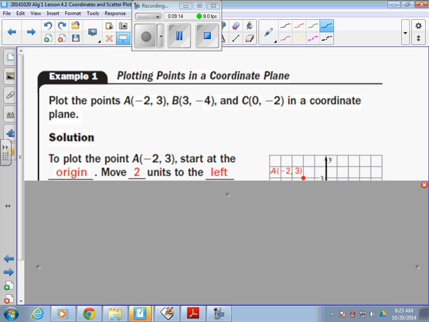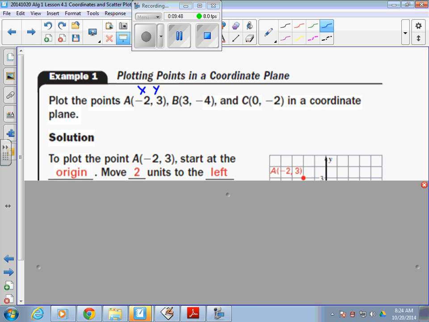Here is example number 1. It says plotting points in a coordinate plane. If for some reason when I make these copies, I didn't do this on purpose, but when I make these copies, it prints out things plotted every now and then. You were supposed to plot these yourself. However, make sure that you're at least paying attention to how they got the plots. It says plot the points A, B, and C. A's value is (-2, 3). B's value is (3, -4). And C is (0, -2). Remember, it's x, comma, y. If you ever forget that, think alphabetically. It goes in alphabetical order.